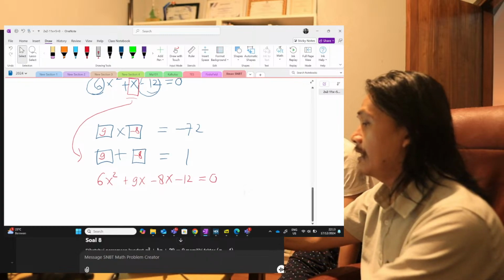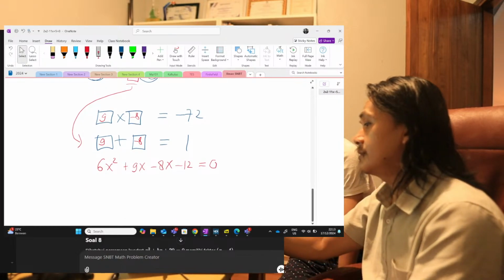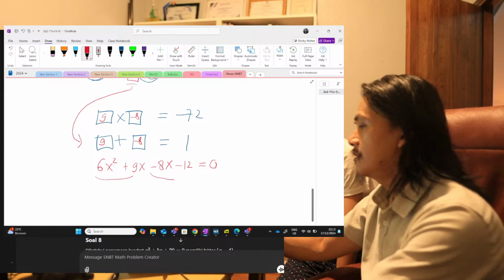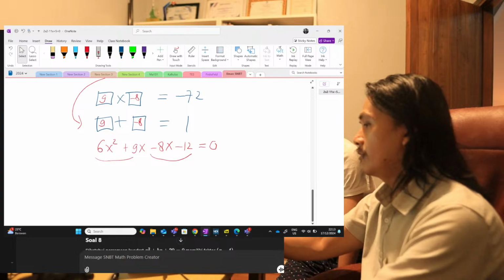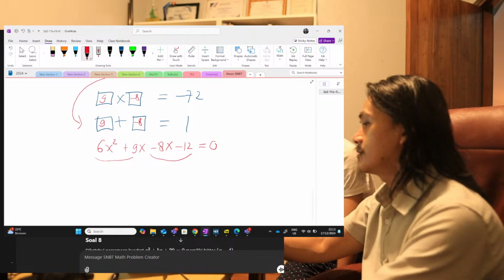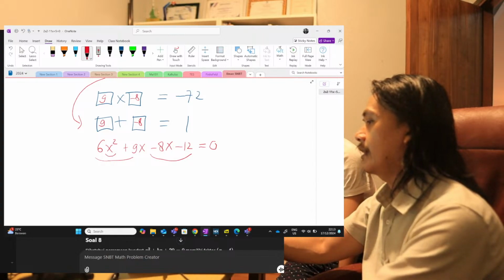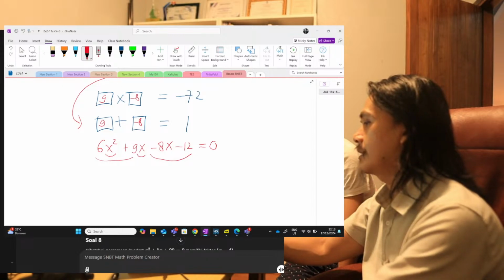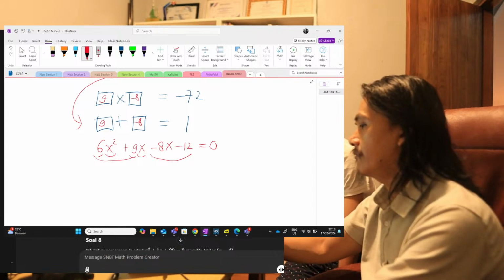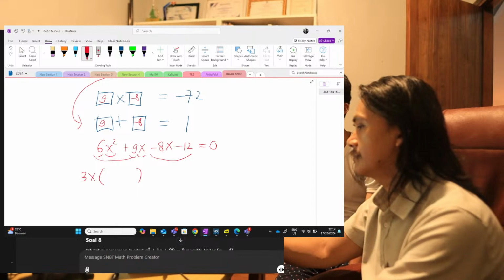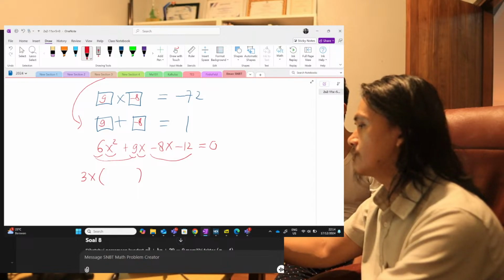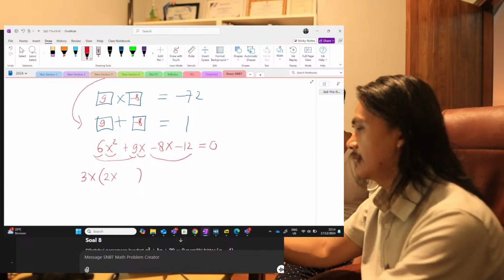Then after that, you group together the first two and then the last two. For the first group, factor as much as we can. From this x squared, we can factor x, or from that x, we can also factor x. What can we factor from 6 and 9? 3. So we can factor 3x. Okay, so what is inside then? 3x times what equals 6x squared? 2x. Plus 2... plus 3.